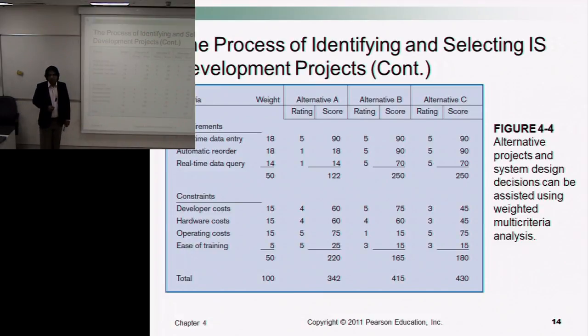What do you think? What could be the possible reason to select option A? 342. This is a score, not a cost. It's a score. This has the highest score in the constraints, yes. Having a high score in the constraints, what does that mean?